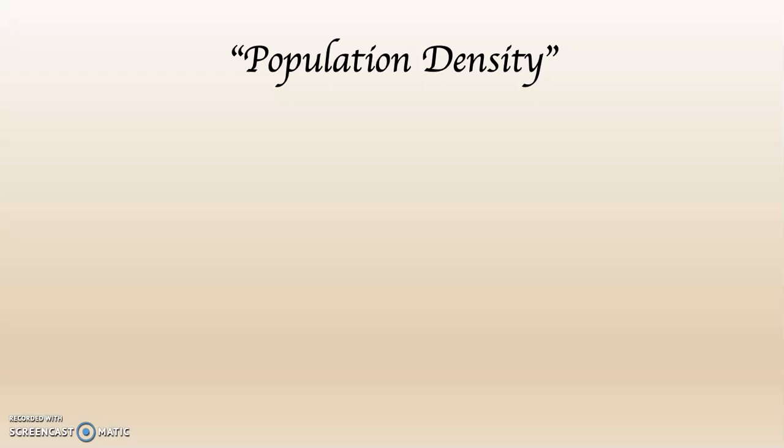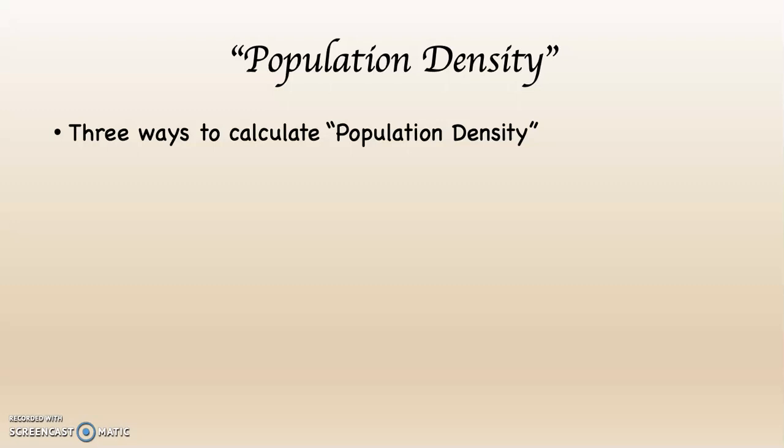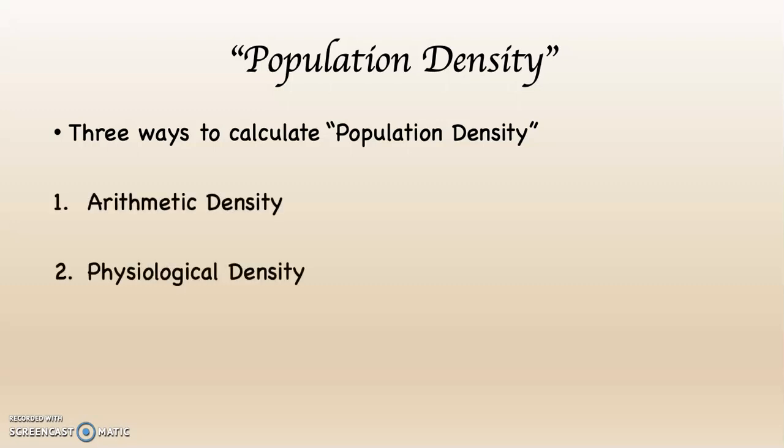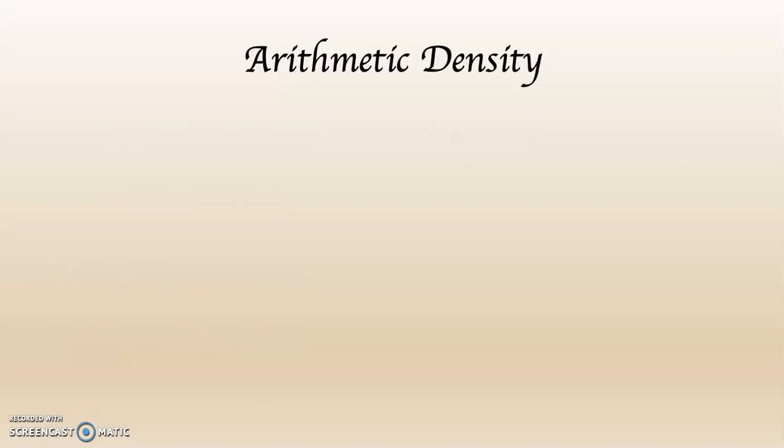It's time to talk about population density, and notice I have this in quotes. There are three ways to calculate population density: by calculating arithmetic density, physiological density, and agricultural density. Within the context of cultural geography, this is the way we look at the spread and density of human population on this earth. We calculate these things out, and then we try and draw conclusions based on the numbers that we get. We're going to begin with arithmetic density.